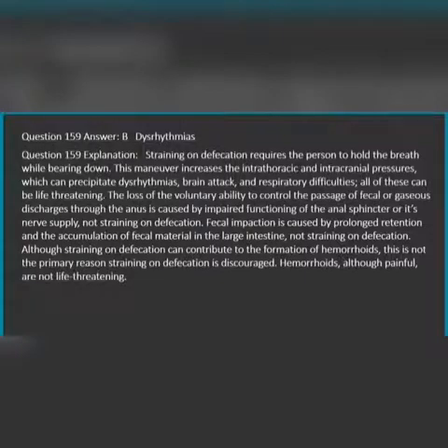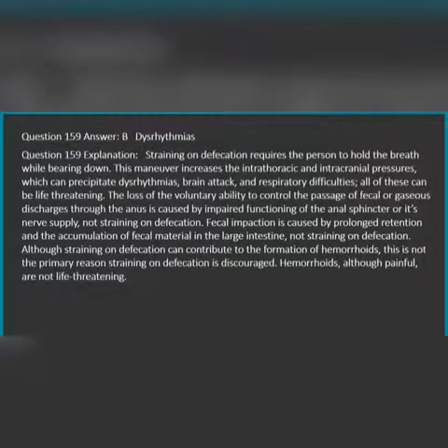Question 159. Explanation: straining on defecation requires the person to hold the breath while bearing down. This maneuver increases the intrathoracic and intracranial pressures, which can precipitate dysrhythmias, brain attack, and respiratory difficulties. All of these can be life-threatening.